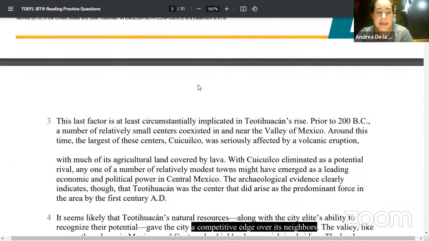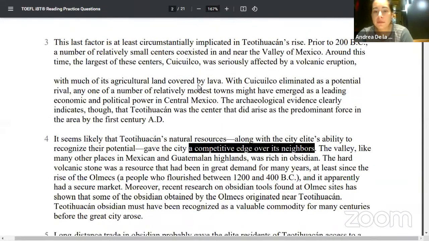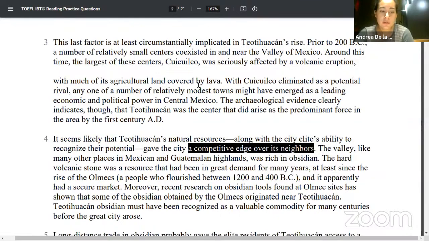Now let's do the same, please, for the third and fourth paragraphs. I'm gonna give you guys a few seconds.